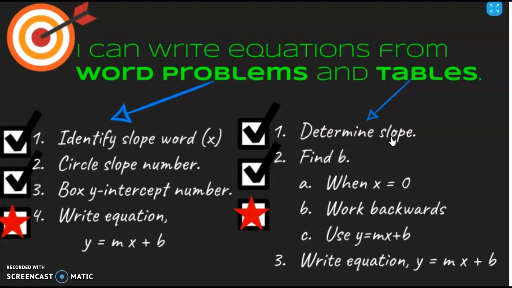So we pick the 2 points we want to use. Finding our B is going to be a little bit different. There's 3 different ways we can do it. But if you notice step 4, okay, and step 3 on this side is to write an equation in y equals mx plus b format. So once we know what our m is and what our b is, we can write an equation in slope-intercept form.